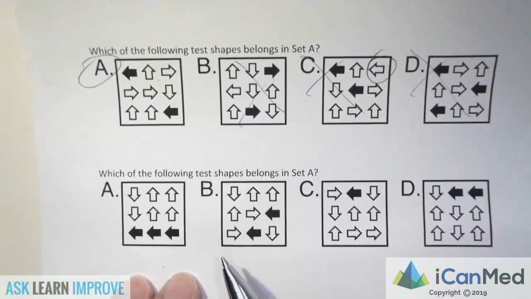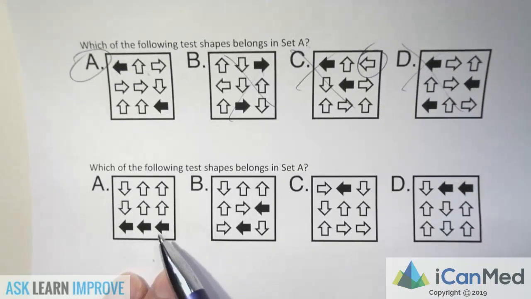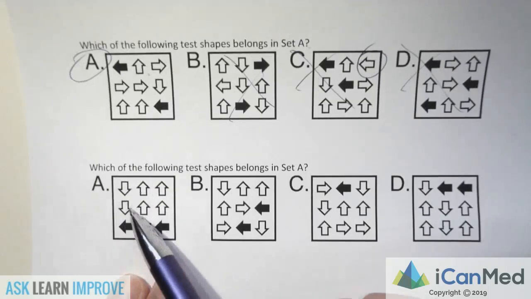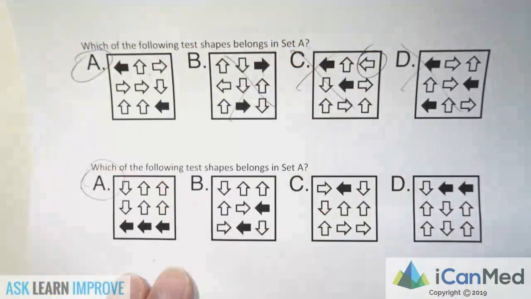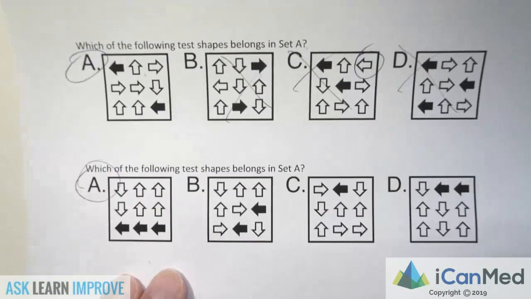Okay, now for the next question. See if you got it correct. Is this correct for set A? 3 left arrows, 4 up arrows, and 2 down arrows. That is correct. Straight away, I got my answer.